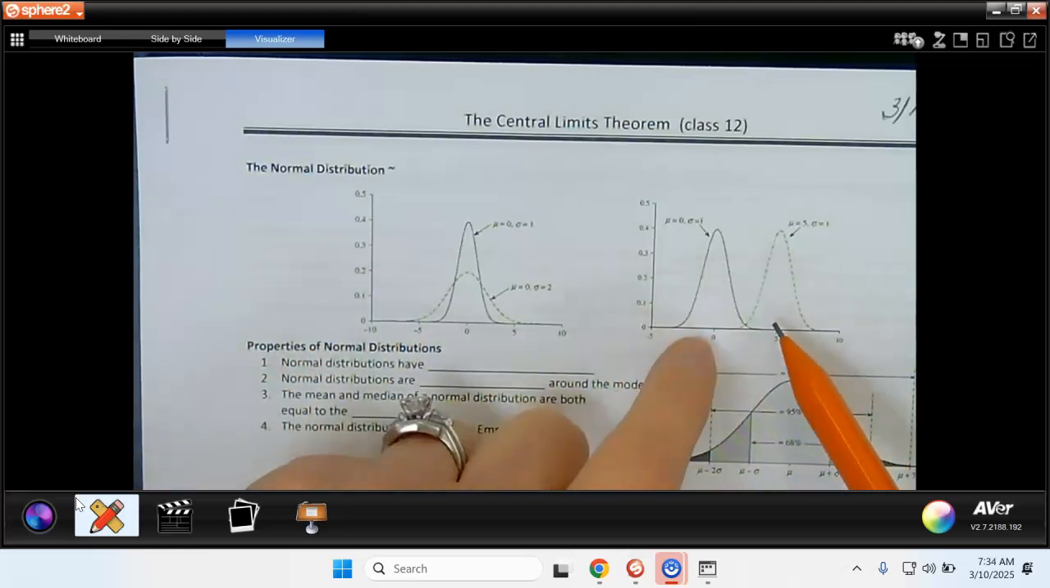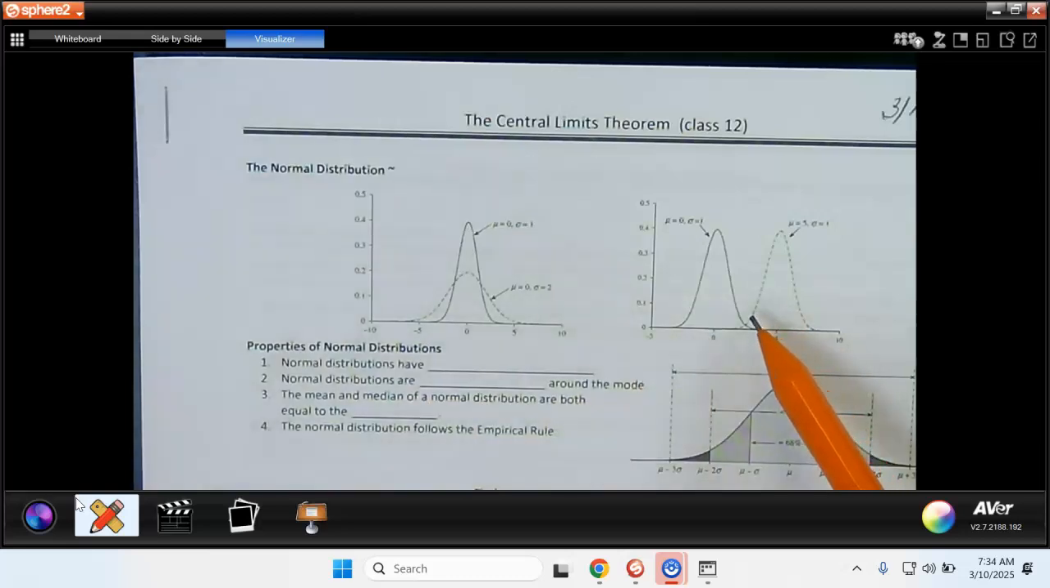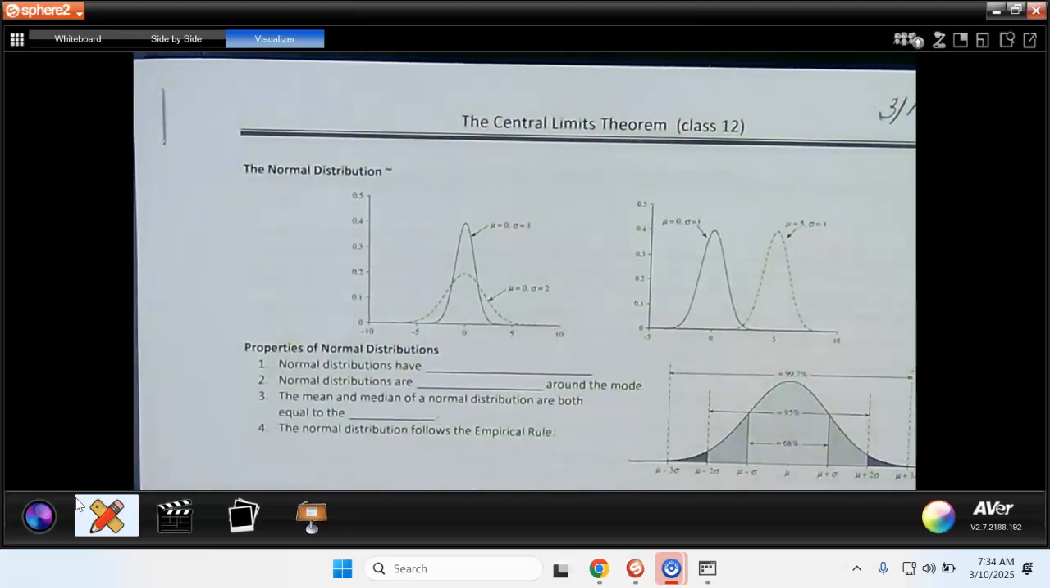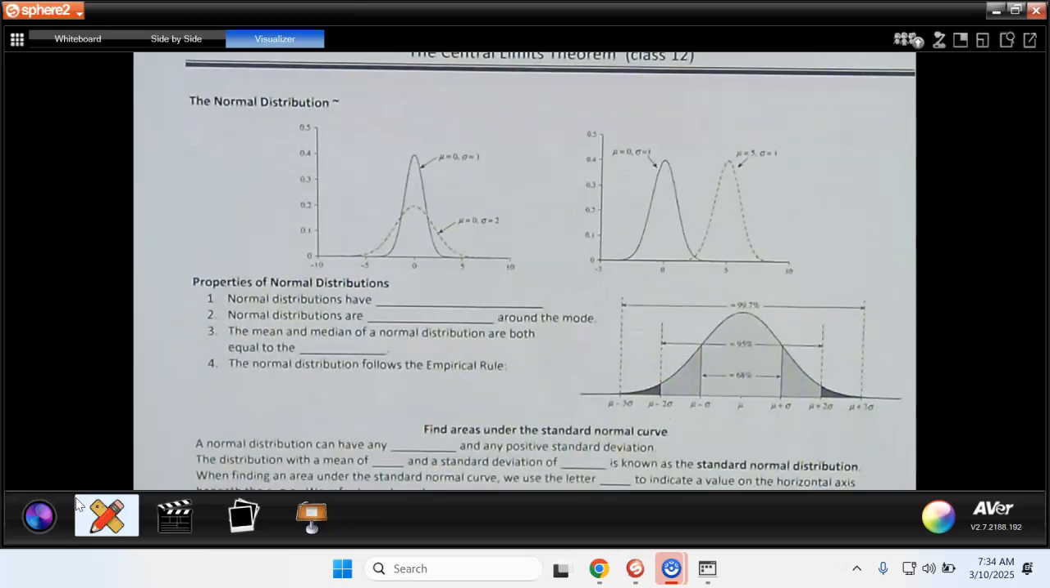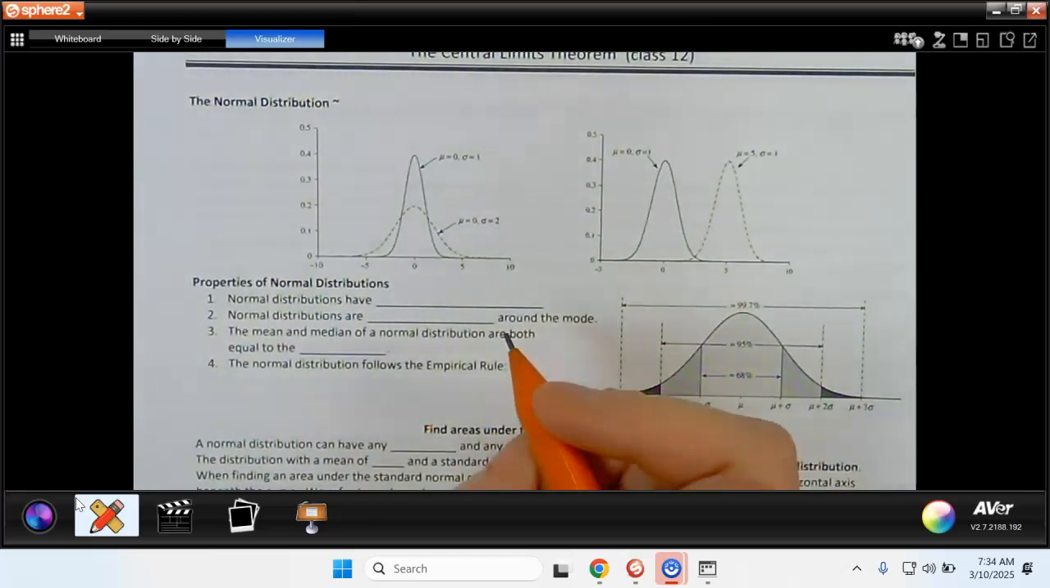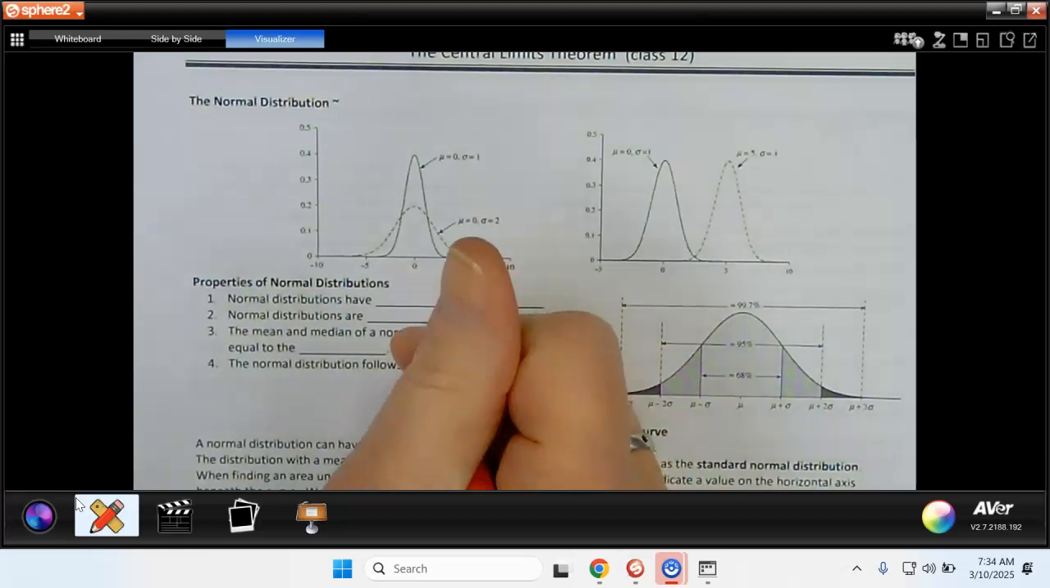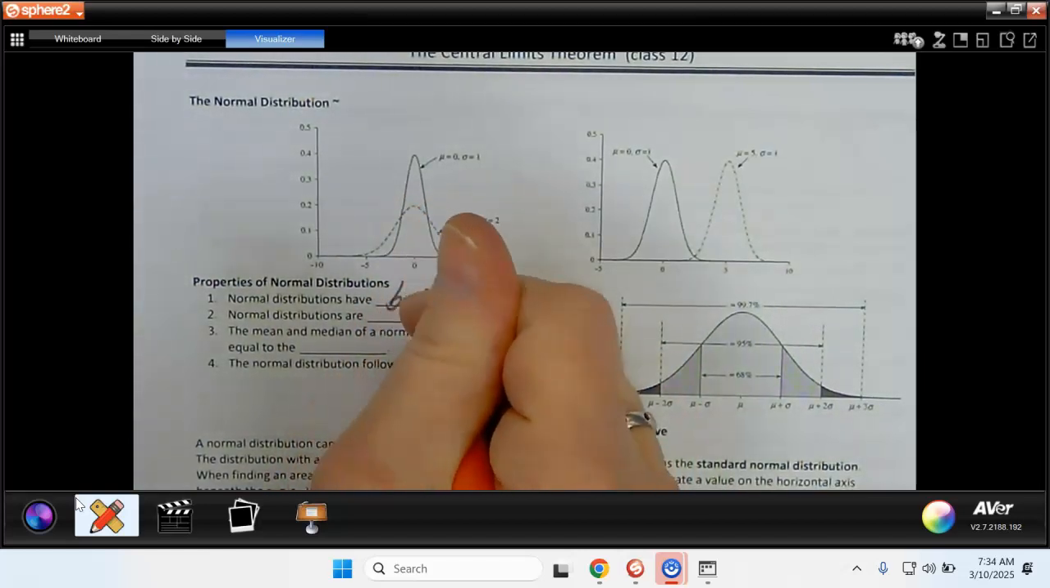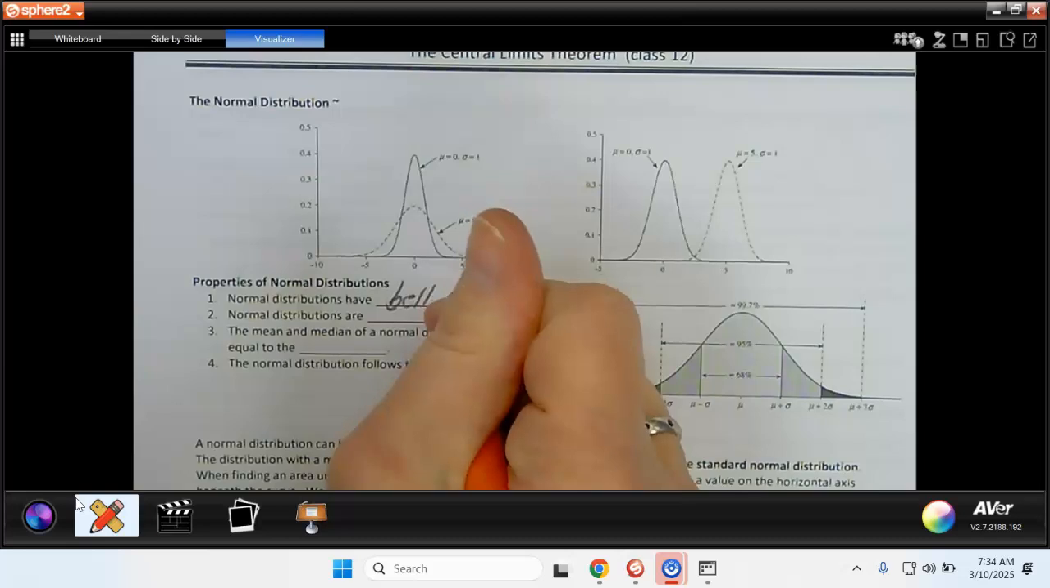Here, the standard deviations are the same. See how they're keeping that same shape, but the mean has changed. So just two different ways of looking at it. A normal distribution is always in that bell curve. This is a little bit of a review.